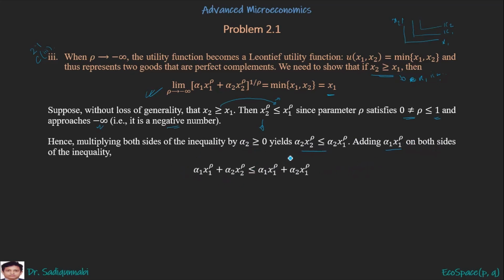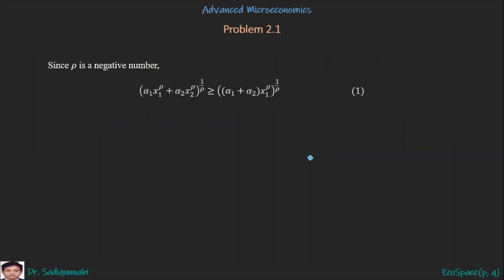Okay, and we can rearrange this. So alpha 1 plus alpha 2 on one side and x1 to the power rho, and since rho is a negative number, we can revert the inequality sign like previously. Here, let's call the left hand side B and the right hand side C.